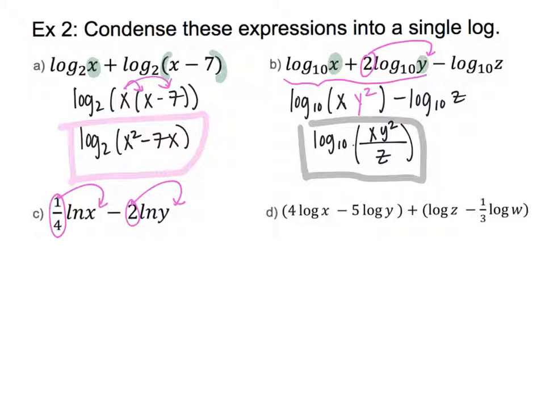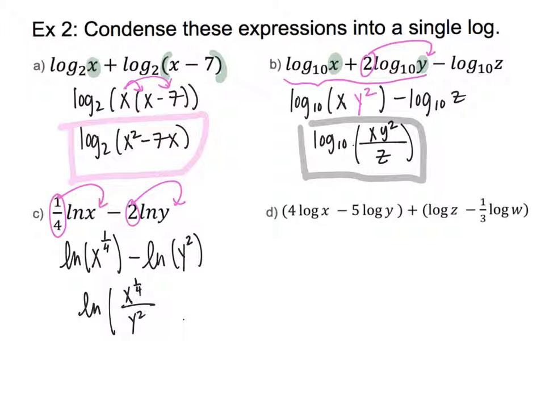So in other words, this 1/4 is the power for this x, whereas this 2 is the power for the y. So this means that I have the natural log of x to the 1/4 minus the natural log of y to the second power. And looking at this here, I have a minus sign joining this natural log. So that means that I can condense it using division. So I have x to the 1/4 and y squared in the bottom, and it looks like this is it because I can't join these two. They're different terms, or not like terms.